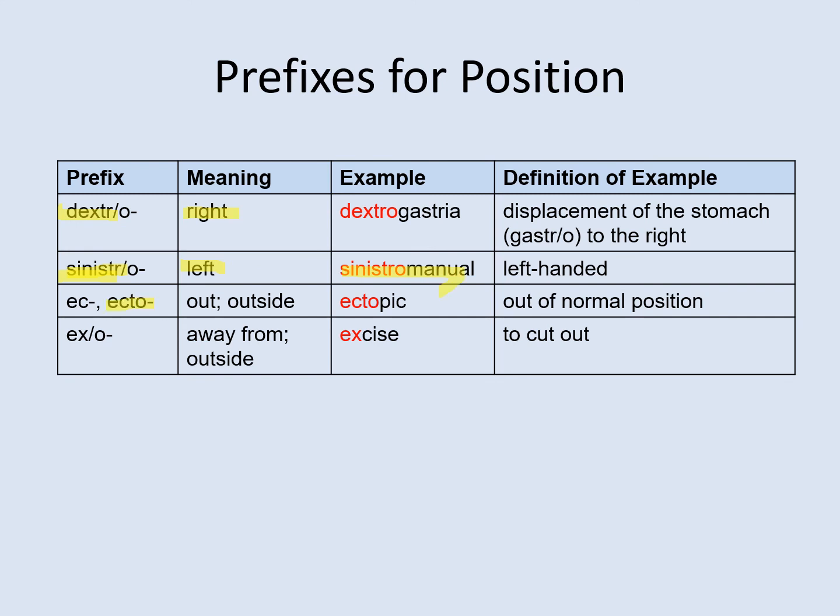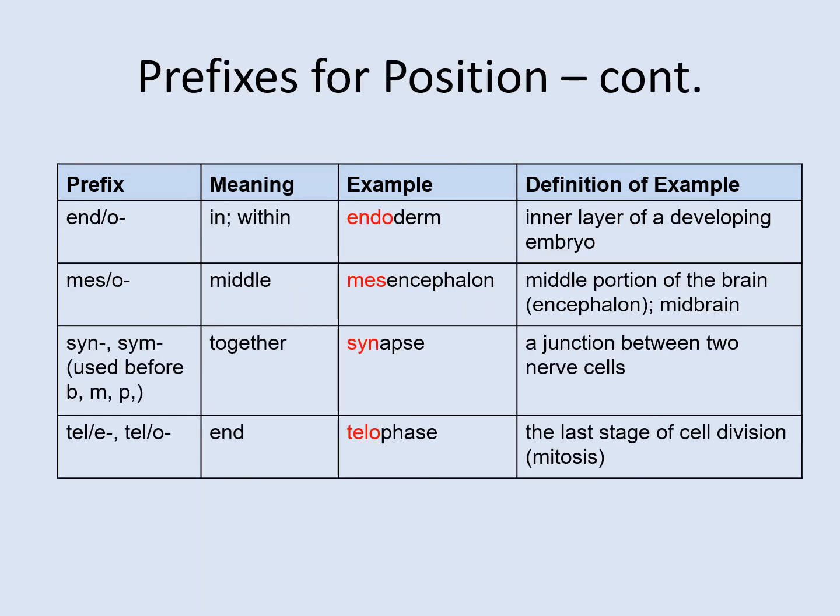Ecto, outside, and exo, also outside. And more prefixes for position is endo, within, meso, in the middle, syn is together, and telo on the end. And the last phase of cell division is telophase in mitosis.